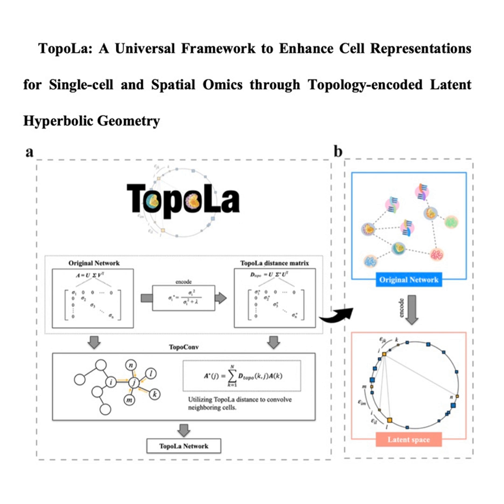Okay, so TopoLa calculates this smarter distance, TLD. How does it then use TLD to actually improve the cell representations, to clean them up? That leads to the second key component, TopoConv. It stands for TopoLa convolution.